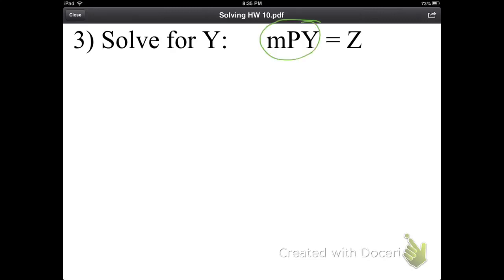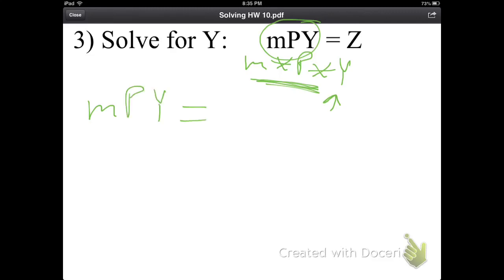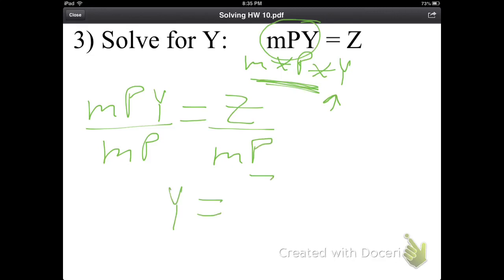This part says m times p times y. We need to get y by itself. Well, to get y all by itself, you have to get rid of all this multiplication stuff. To get rid of multiplication, you just divide. You can divide by mp, just divide by both of them right now. And what you do to one side, you do to the other. Now we've got y is equal to z over mp.